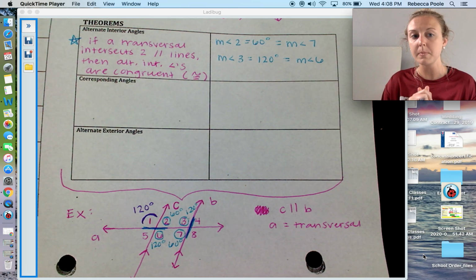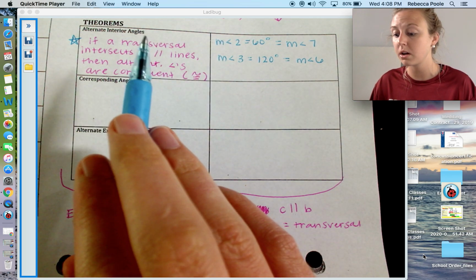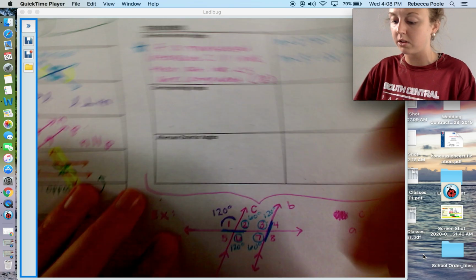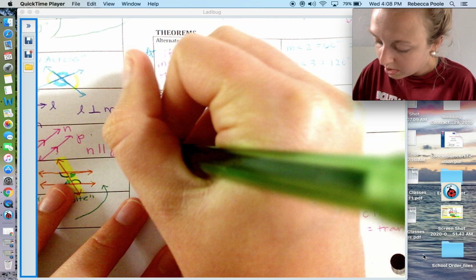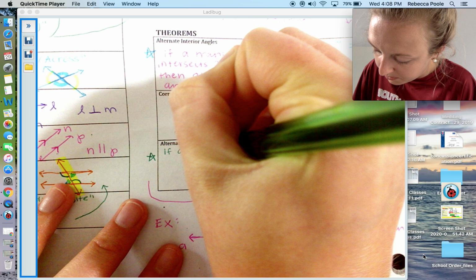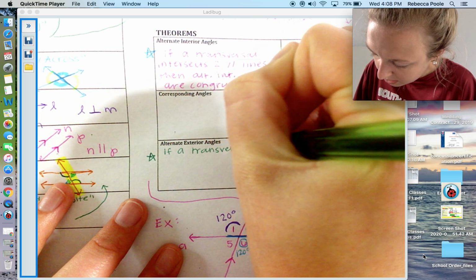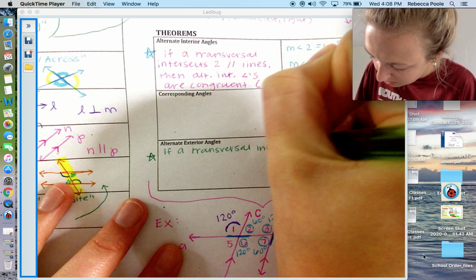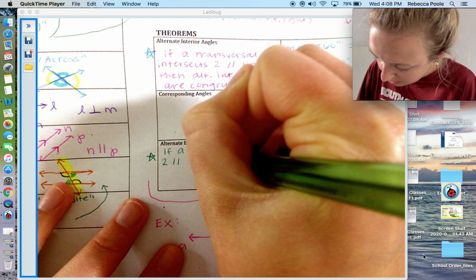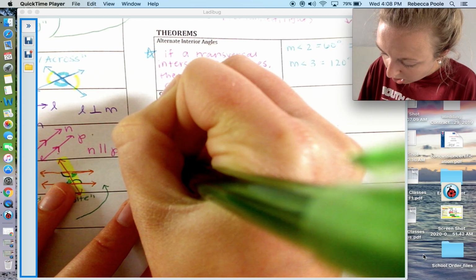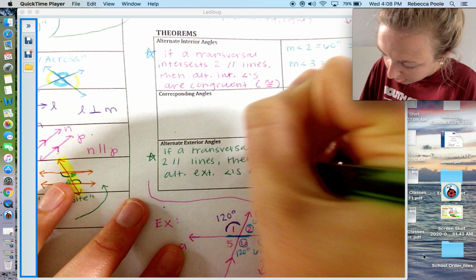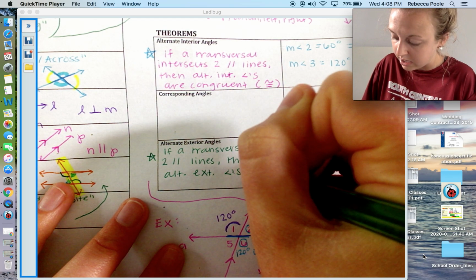Okay? All right, I want to skip corresponding for a second, and I want to go to alternate exterior. So let's take a look at these. So this is the same rule if a transversal intersects two parallel lines, then alternate exterior angles are congruent, which means they're equal.